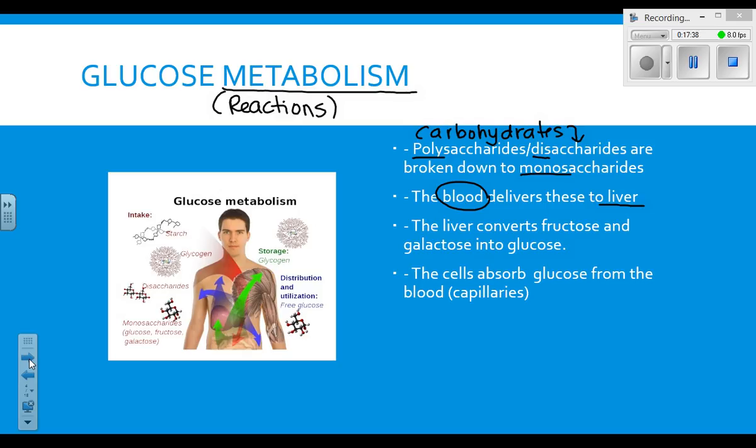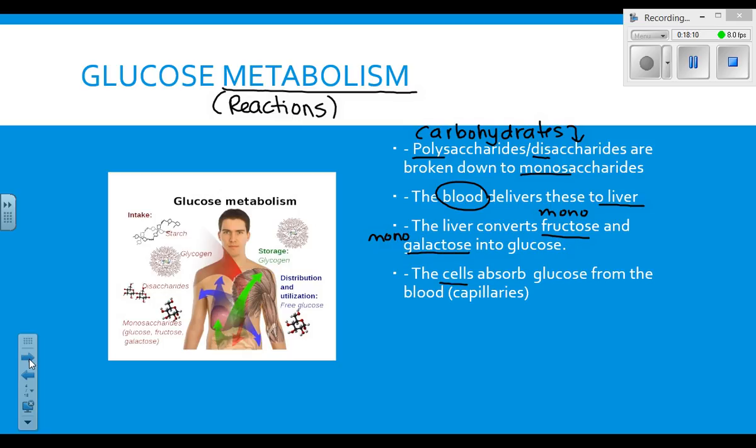Your liver takes fructose and galactose, which are both monosaccharides, and converts them to glucose. There's some steps I would never ask you, but there's a little reaction that happens where we just rearrange a few molecules and turn the fructose or the galactose into glucose. So eventually, whatever carbohydrate you consume will be glucose in the long run. Sometimes it takes a few steps, but that's what it'll be.